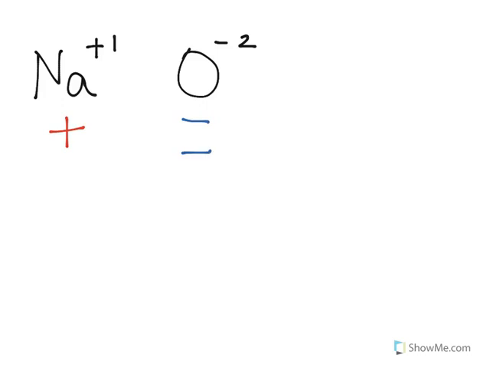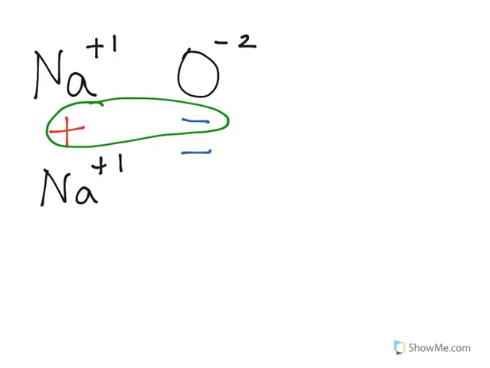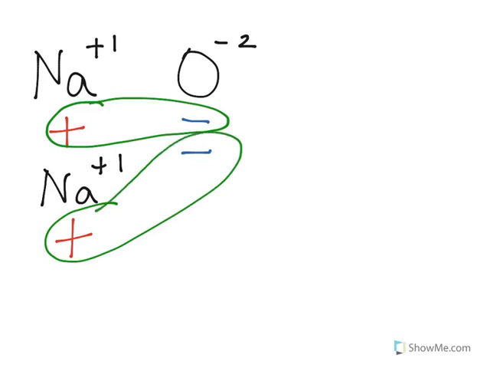If you were to combine these in a 1-to-1 ratio, the positive on the sodium would cancel one of the negatives on the oxygen, leaving us with 1 negative left over. Therefore, to balance this, we have to add a second sodium, also with a charge of +1. Then, the positive charge on the sodium cancels the second negative on the oxygen. Therefore, the formula for this is Na2, 1, 2, Na2O.